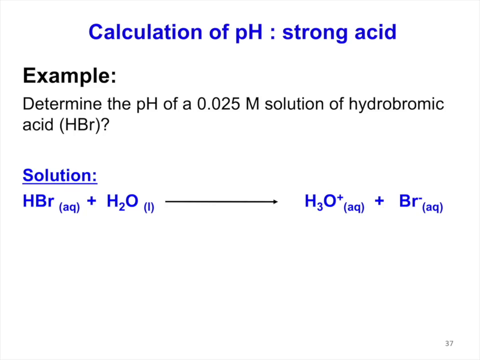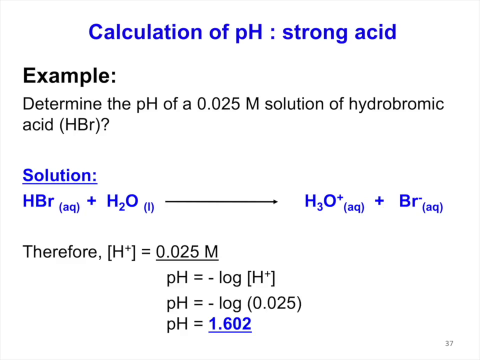Since this is a strong acid, it will undergo complete dissociation in water. So in order to calculate the pH, remember the formula of pH is equal to negative log concentration of H+. So the concentration of H+ here can be obtained directly from the molarity of the acid. So we just need to substitute the molarity value and we can get the pH, 1.602.